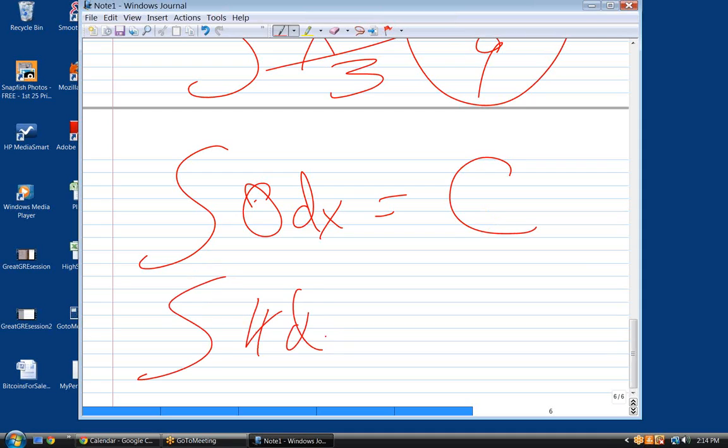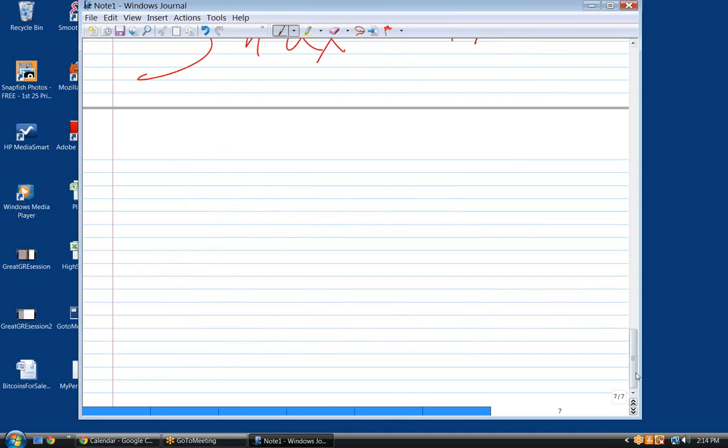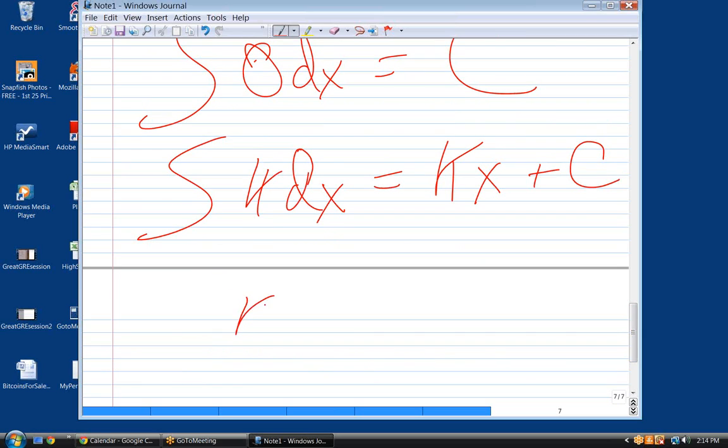What's the integral of k dx, where k is a constant? You get x to the 1 divided by 1, so you get kx plus c. In other words, one can look at this as k times x to the 0th power dx. Add 1 to the exponent, divide by the new exponent, and you get kx plus c.